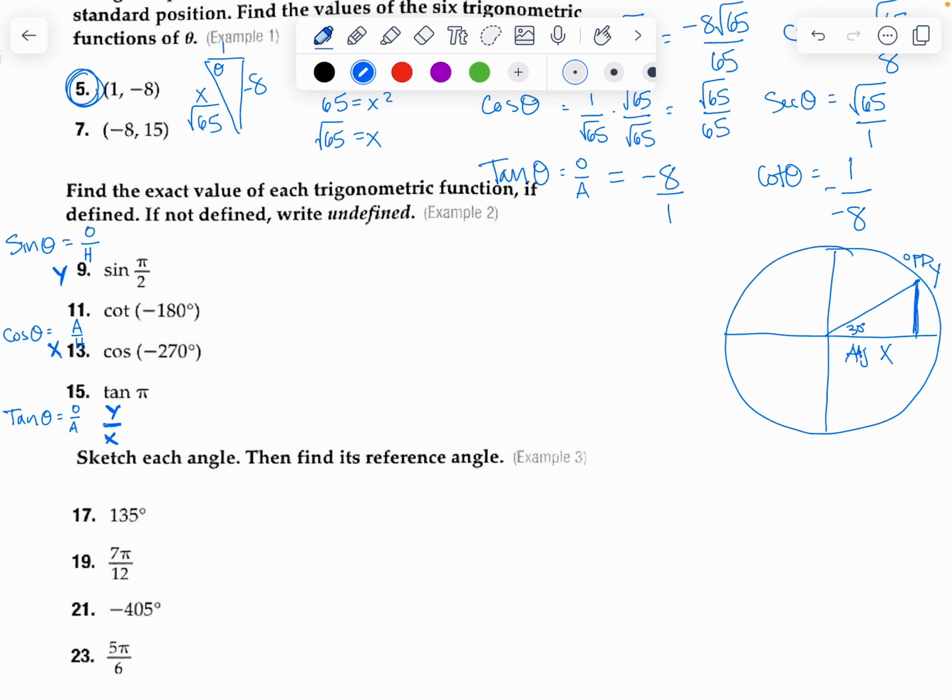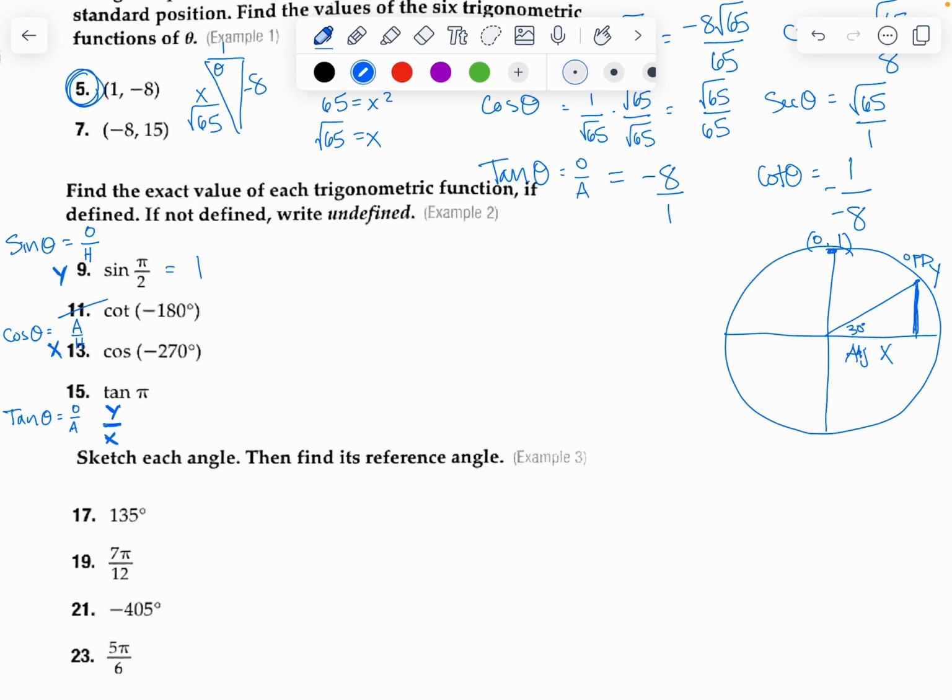So first, let's find the sine at pi over 2. Here's pi over 2. The coordinate there is 0, 1. So I'm looking for the y value there, which is 1. Let's skip cotangent for now, and we'll talk about the cosine at negative 270.